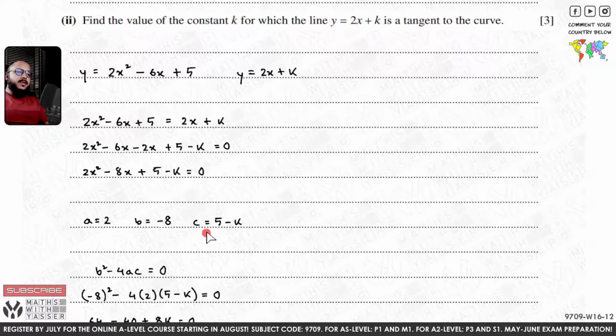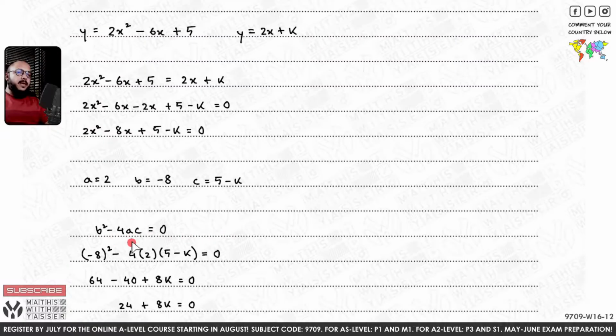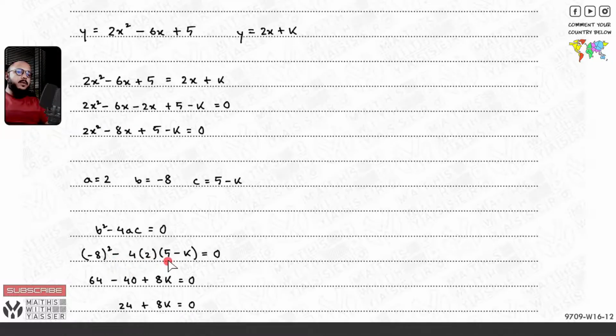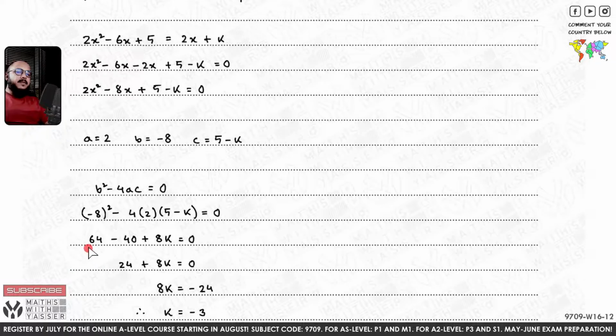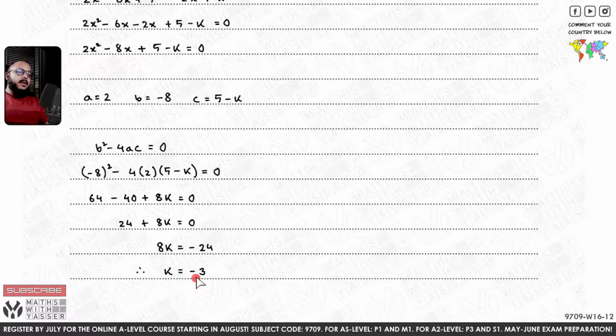Now let's substitute these three values into the discriminant, and we will be getting negative 8 whole square minus 4 times 2 times 5 minus k is equal to 0. Simplifying this, we get 64 minus 40 plus 8k is equal to 0. Therefore, 24 plus 8k is equal to 0. That means 8k is equal to negative 24. So k must be negative 3.